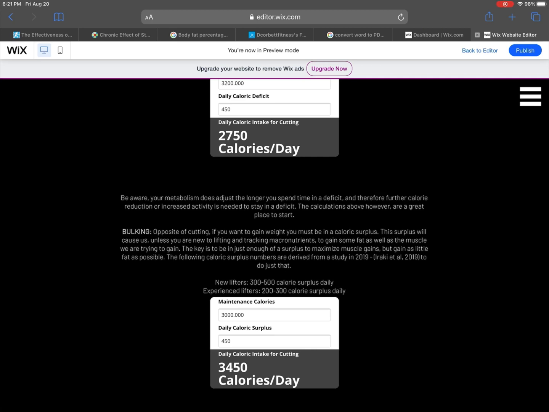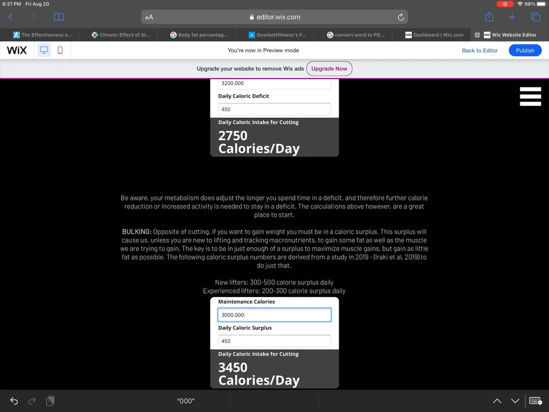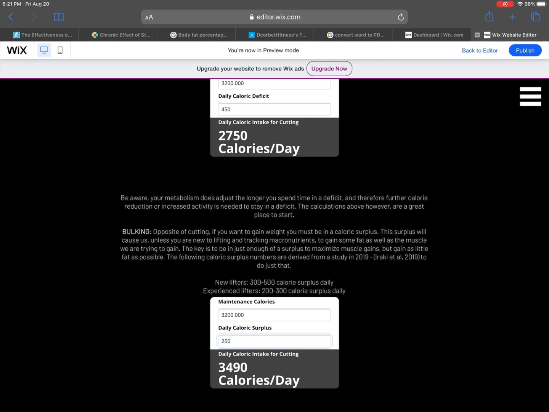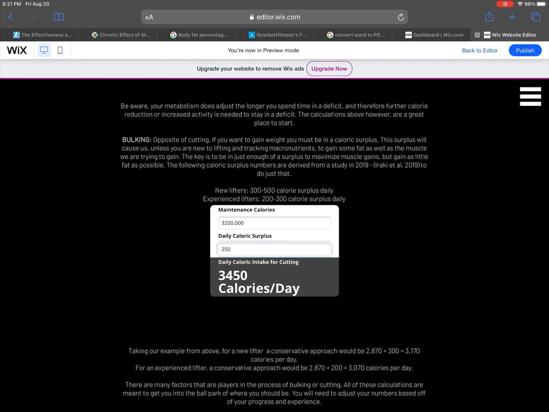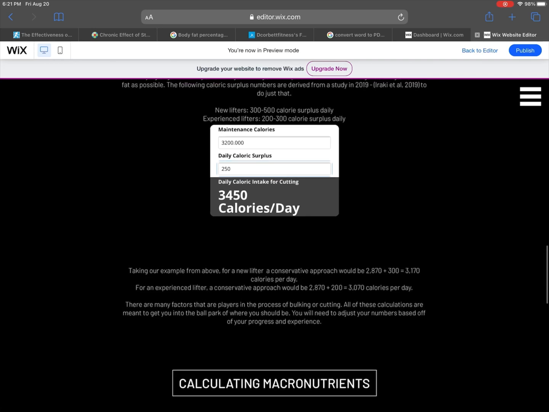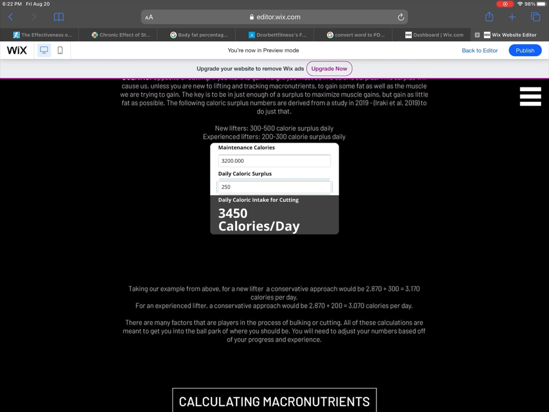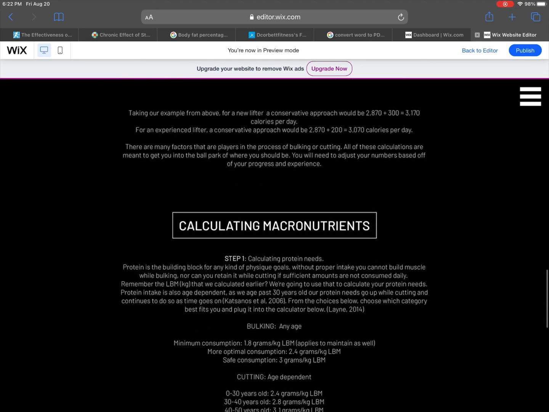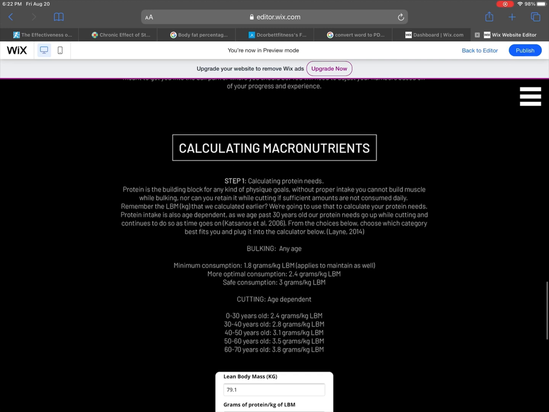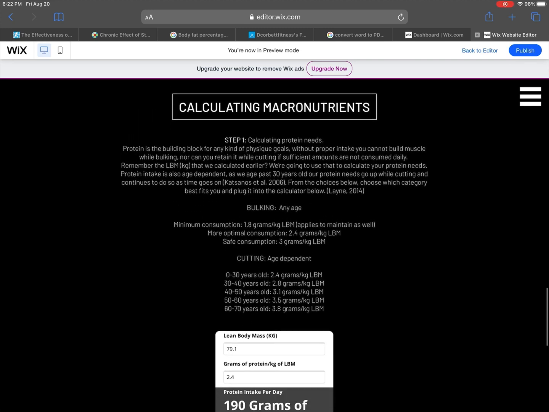So for me, I know that my maintenance calories are at 3,200 calories. So I go ahead and plug that in, and I'm a fairly more experienced lifter now. I've been doing this about 7 years, so I put in 250 calories per day. And now I know I should be eating about 3,450 calories a day, which is almost pretty spot on. I eat about 3,500 calories a day right now. So remember, these calculations are meant to get you in the ballpark of where you should be. Based on your progress, you'll have to jump up or down in calories.